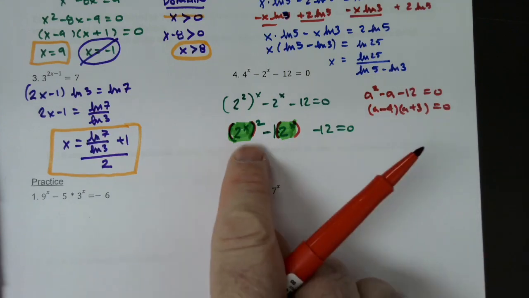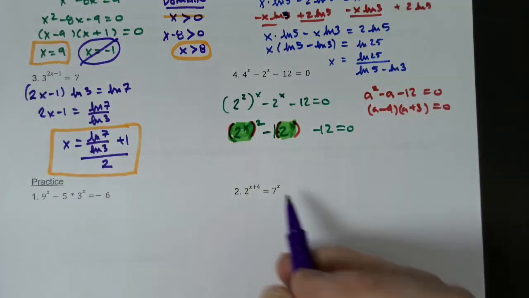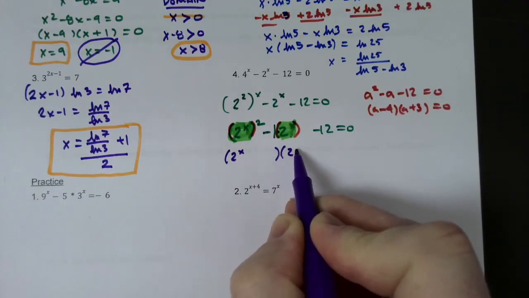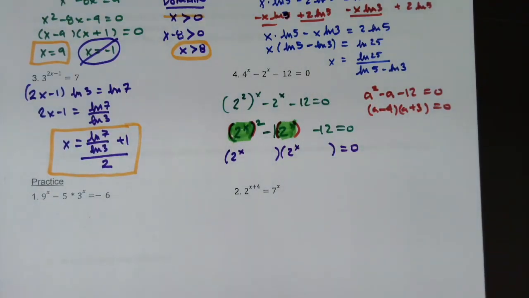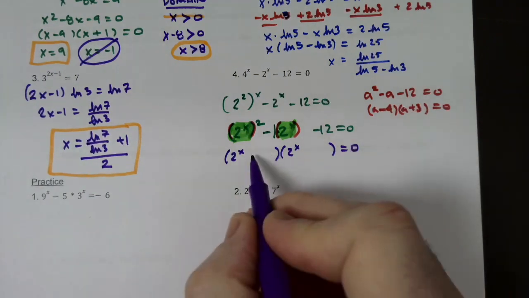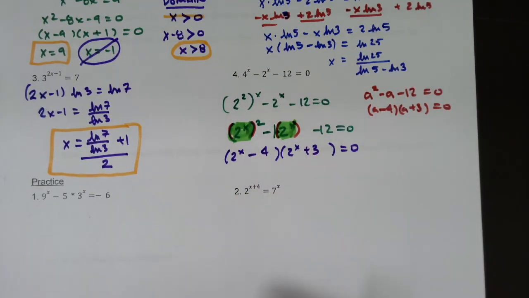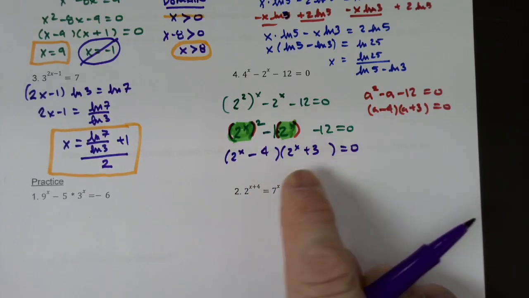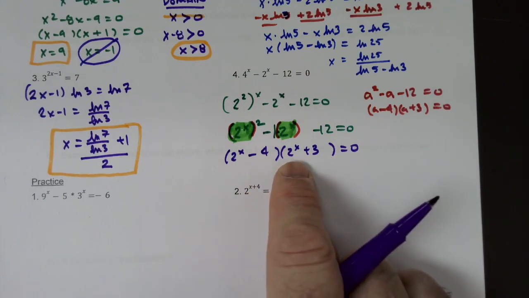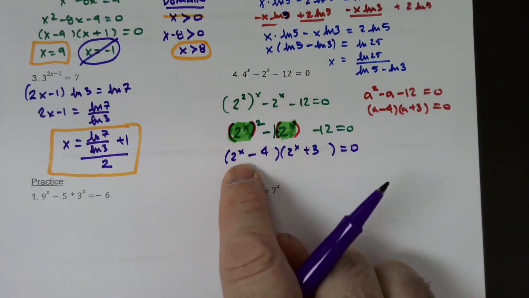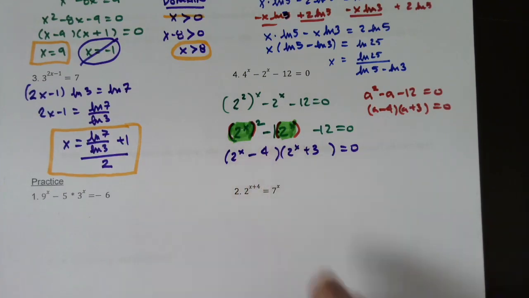So let's do the exact same thing over here, and let's write it like this. 2 to the x times 2 to the x. That's what our a value is. And then minus 4 and plus 3. The negative 4 times the positive 3 will give us the negative 12. And the negative 4 times the 2 to the x plus the 3 times 2 to the x will give us the negative 1, 2 to the x.